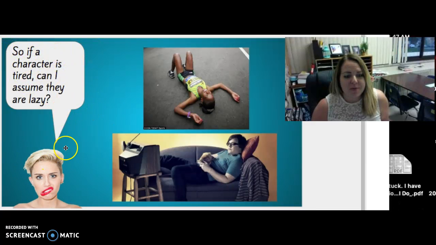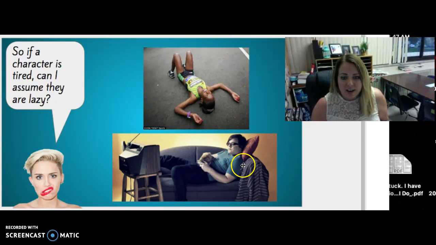This is a really great question Pink is asking us. So if a character is tired, can I assume they are lazy? And this is such a great example because obviously this is a person who probably just ran a long distance, and I'm only guessing that because of her top that she has on, that she looks like she's in an official race, and she looks like she's pretty fit. So I'm guessing that she probably ran a long way, and so she's probably tired because she just finished running, right? But I wouldn't call her lazy because she probably just ran like a marathon or something, right?